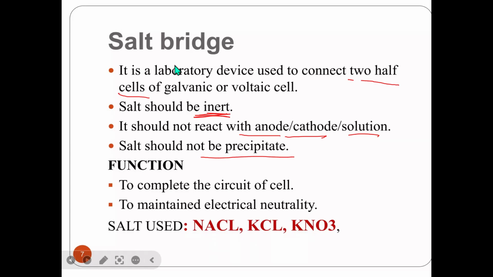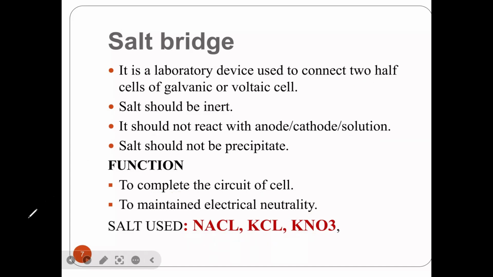The main function of the salt bridge is to complete the circuit of a cell and also to maintain neutrality. Examples of the salt bridge are sodium chloride, potassium chloride, and potassium nitrate. So these are the examples of the salt bridge that are usually used in a galvanic cell.